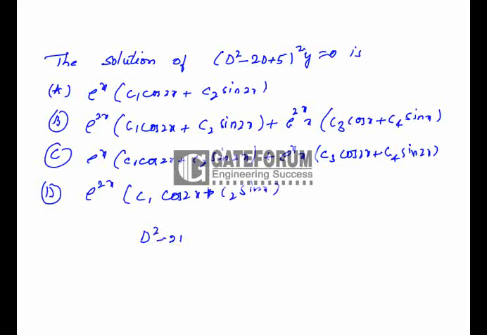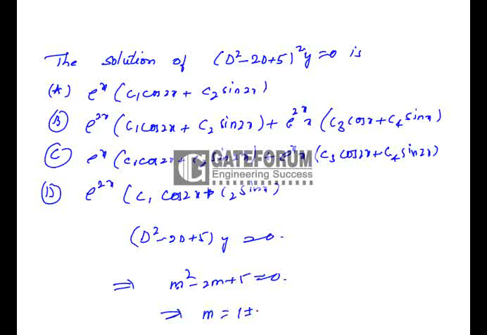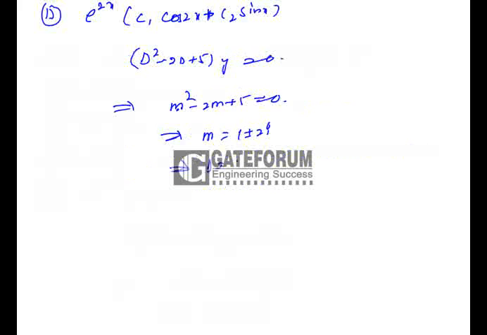D square minus 2D plus 5 times y is equal to 0. Its auxiliary equation is m square minus 2m plus 5 is equal to 0. That implies m is equal to 1 plus or minus 2i, or it can be written as D is equal to 1 plus or minus 2i.